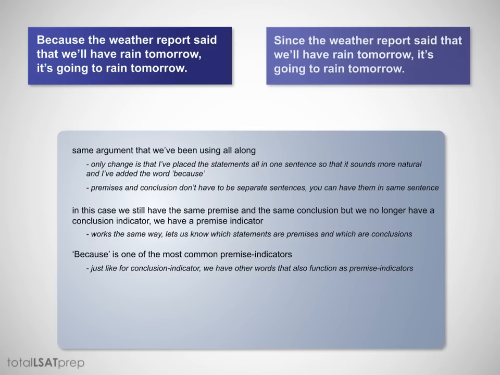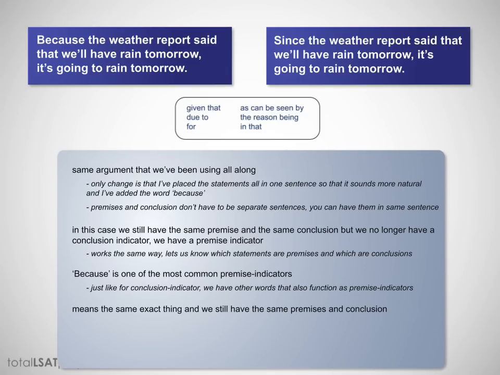So take a look at this passage that we just put up. It says, since the weather report said it will have rain tomorrow, it's going to rain tomorrow. Now this, once again, means the same exact thing, and we still have the same premises and the same conclusion. So taking a look at our little list, it says, given that, due to, for, as can be seen by, the reason being, in that. So once again, same as for the conclusion indicators, this is not an exhaustive list, but it is a good idea to become familiar with them.